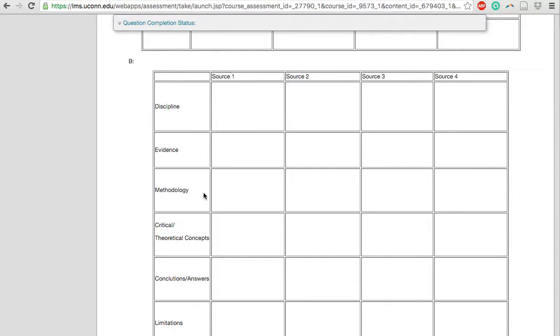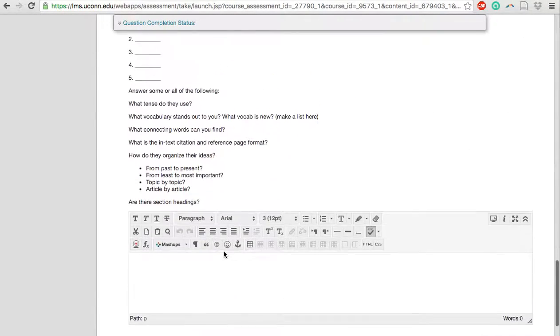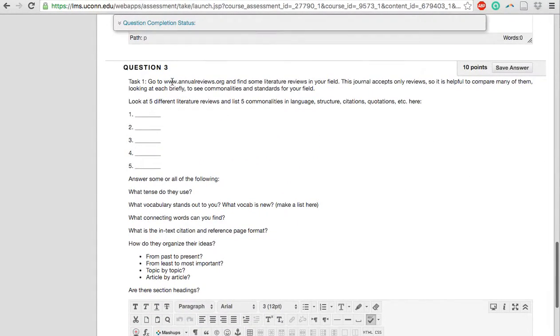Okay, so these are those charts that I want you to fill out, and then this is that information. So you're going to go to annualreviews.org. You're going to find 5 different literature reviews. You do not have to read all of them. You can just skim them. You need to keep practicing skimming and scanning, and then find 5 commonalities and then answer these questions.